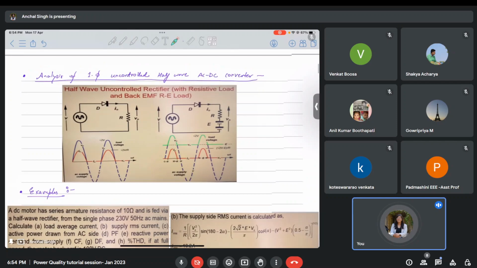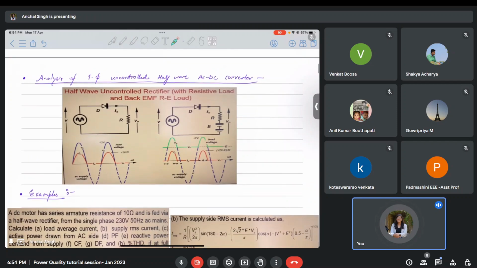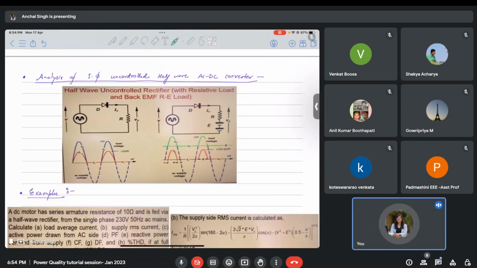Now, if you look at the analysis of these kinds of filters, whenever you want to do analysis of any kind of AC or DC filter, you look at the circuit. Here it's just one diode, right? There is no switch, so there is no gating pulse. So you can just draw the waveform of input supply voltage. Now you know that the diode will conduct only during the positive half cycle. That means V naught will be this. It will be 0 during the negative half cycle. So this will be my V naught.